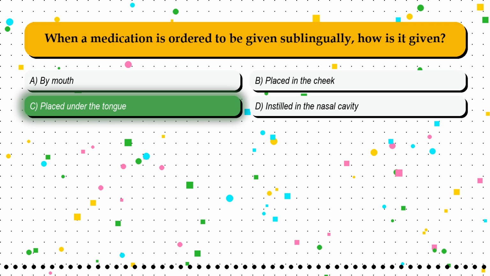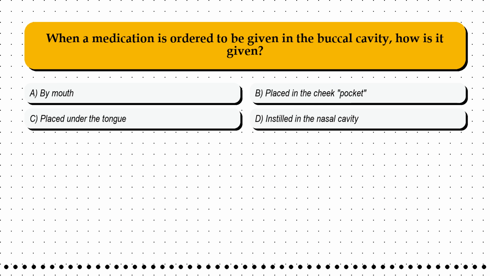The correct answer is option C. Placed under the tongue. Question 19. When a medication is ordered to be given in the buccal cavity, how is it given? Option A. By mouth. Option B. Placed in the cheek pocket. Option C. Placed under the tongue. Option D. Instilled in the nasal cavity.